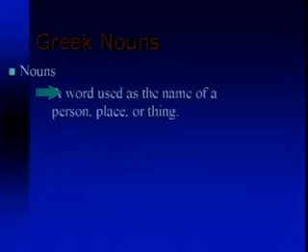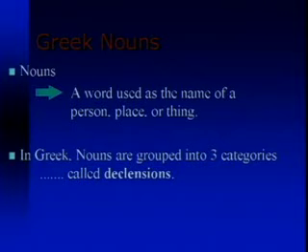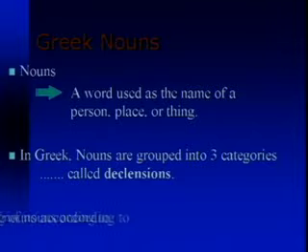Now let's look particularly at Greek nouns. When we're dealing with Greek nouns, we're dealing with a word that is used as the name of a person, place, or a thing. Very basic, but good enough to get us started here. In Greek, nouns are going to be grouped into 3 different categories. And these 3 different categories are called declensions. The first, the second, and the third declension.